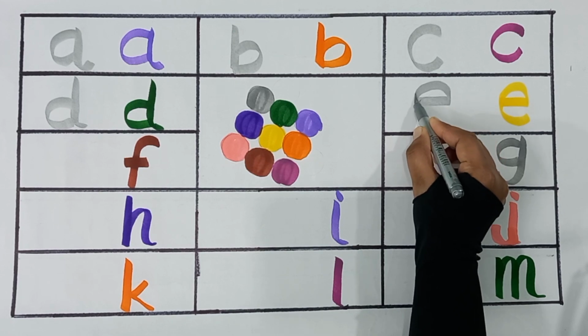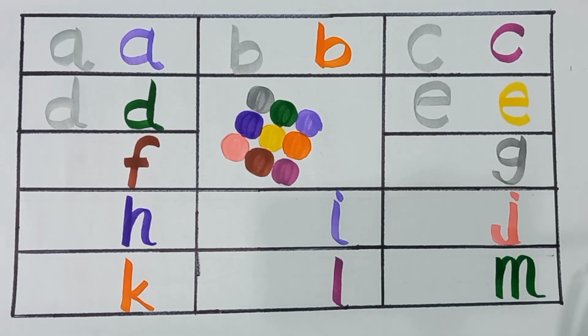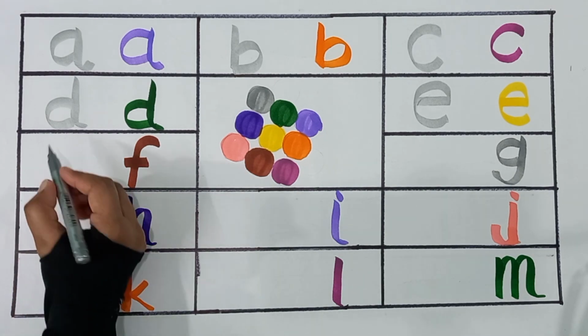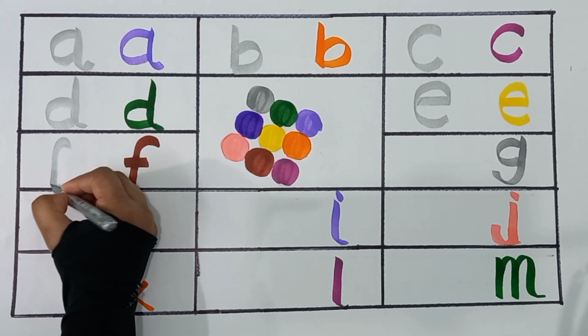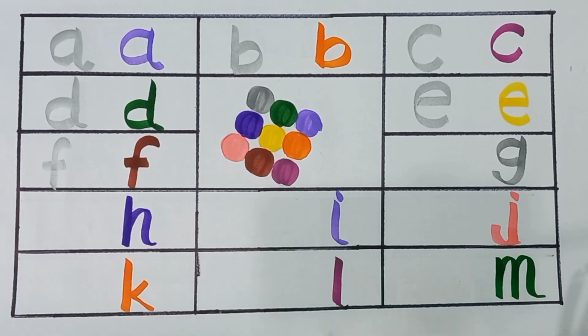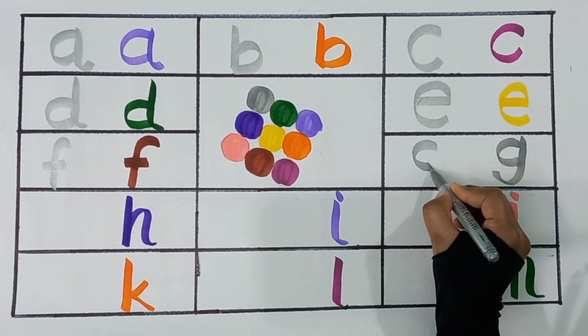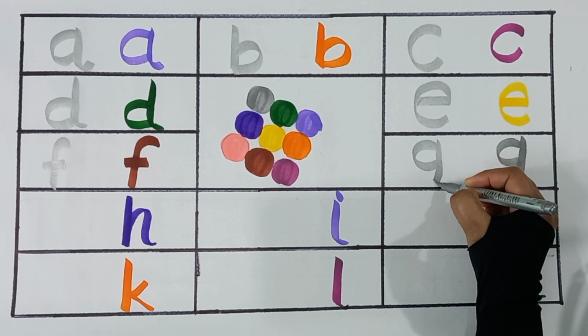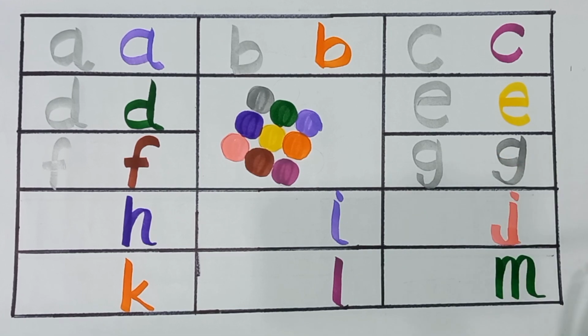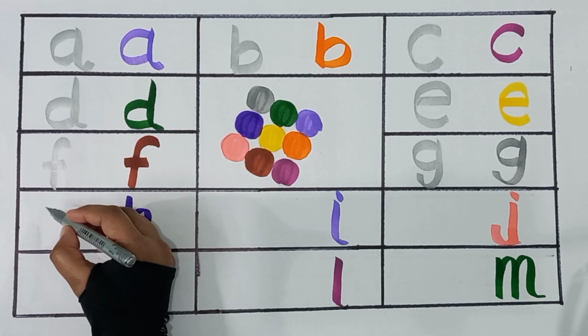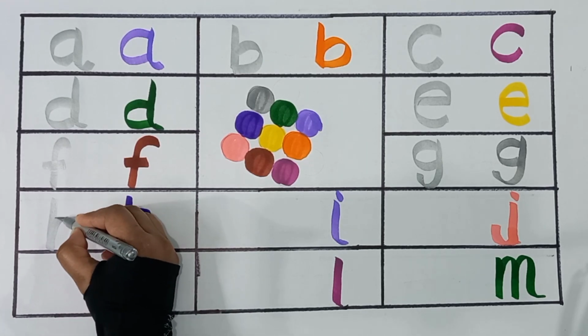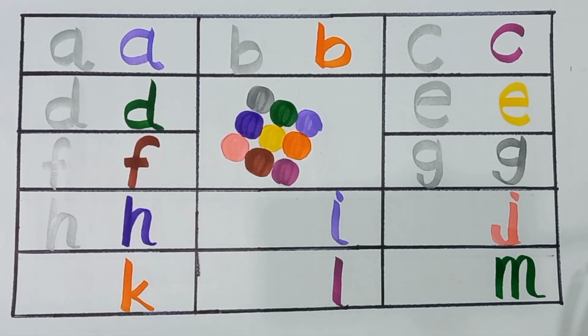E for elephant, elephant. F for flower, flower. G for girl, G for girl. H for helicopter, helicopter.